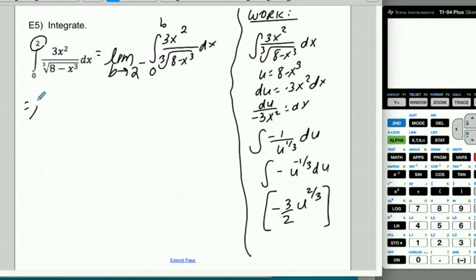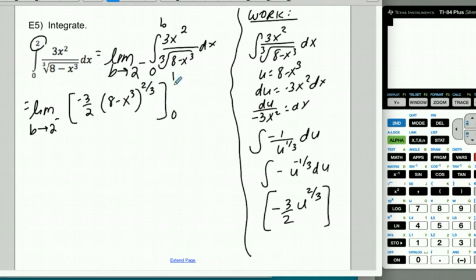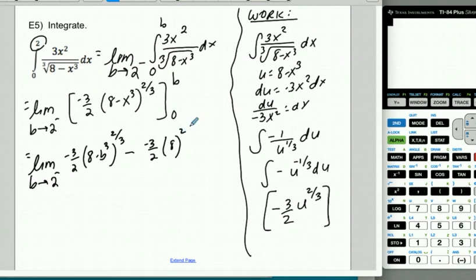So this is the limit as b approaches 2 from the left of negative 3/2 times (8 minus x cubed) to the 2/3, evaluated from 0 to b, right? So that's going to be the limit as b approaches 2 from the left of negative 3/2 times (8 minus b cubed) to the 2/3, minus a negative 3/2 times (8 minus 0), so just 8 to the 2/3.